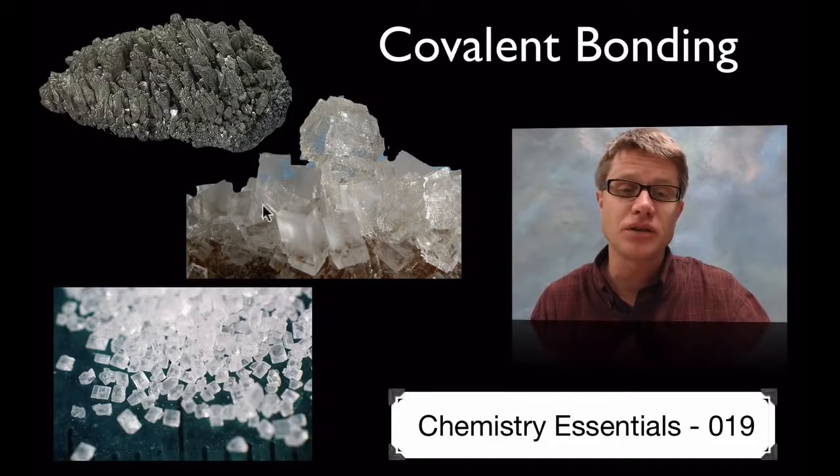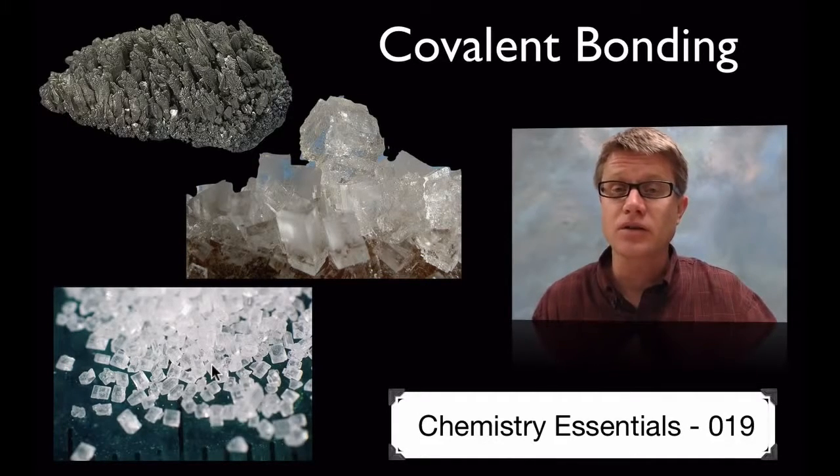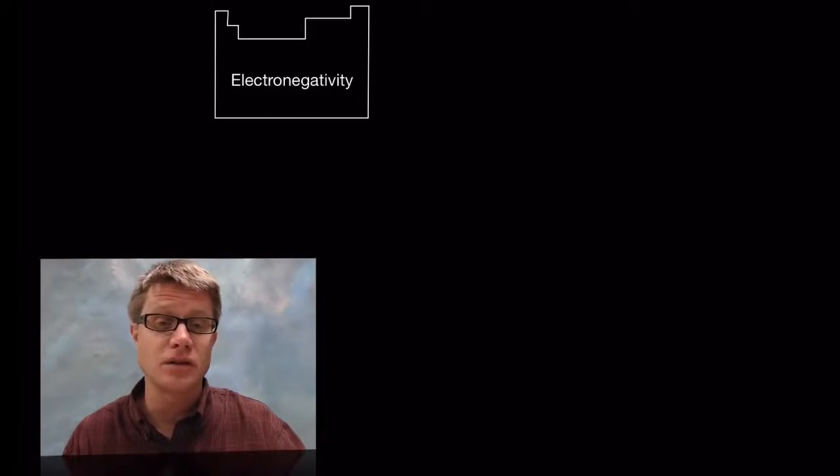When you look at these three crystals over here, they look somewhat similar, but the bonds that hold them together are going to be really different. We've got metallic bonding up here, ionic bonding here, and then we have covalent bonding here. And so what's going on with the electrons is the best way to tell each of these apart.